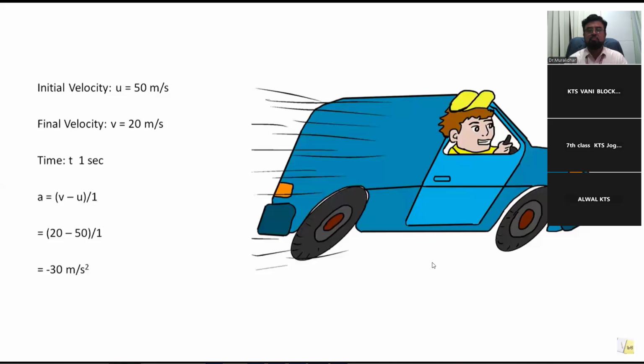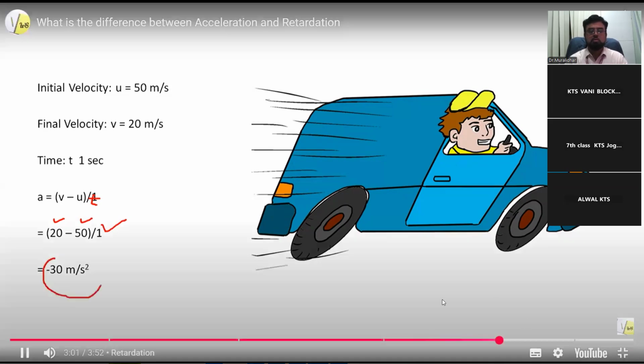So what is happening here? The velocity is decreasing, so you can call it retardation. a equals v minus u by t, rate of change of velocity. In this case, the final velocity is 20 minus 50, divided by 1, where the initial velocity is 50 and time is 1 second. So it is minus 30 meter per second square.